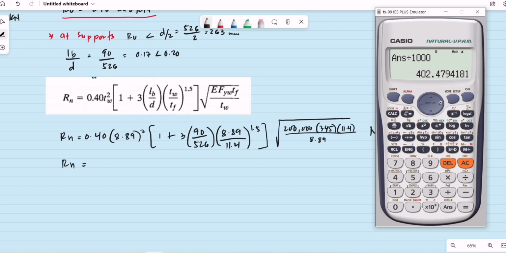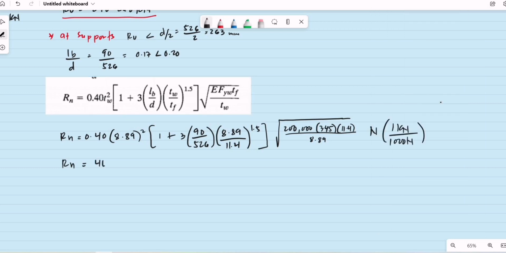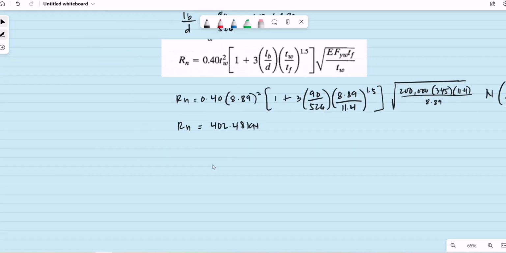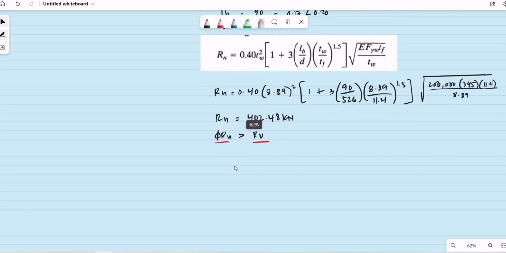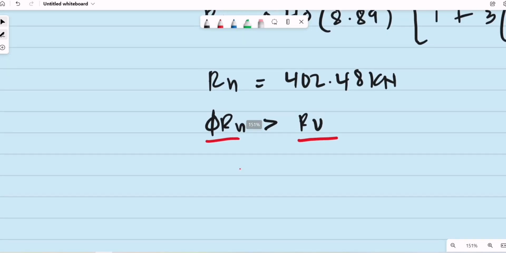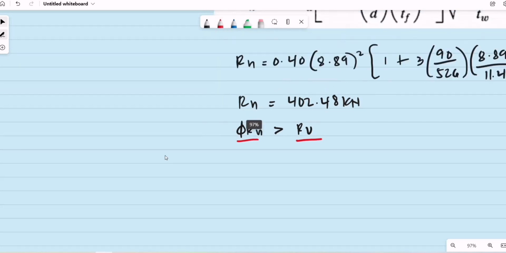So the value of R sub n is 402.48 kilonewtons. Then we need to compare the factored value of R sub n. We multiply phi by R sub n, and it should be greater than the actual ultimate reaction. Basically, this is the capacity of the section, compared with the actual ultimate value of the support reaction. So we have phi R sub n. What is our reduction factor for this one?